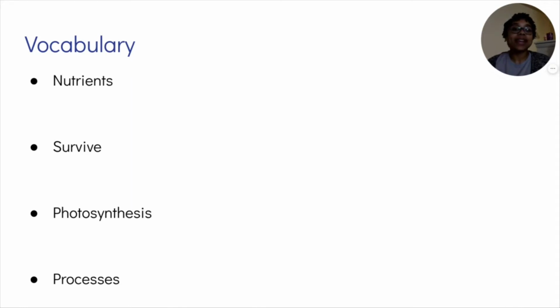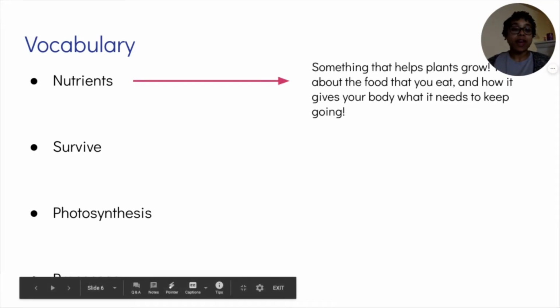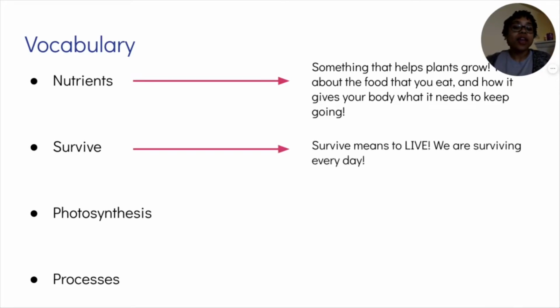First word is nutrients. Nutrients are something that helps plants grow. Think about the food that you eat and how it gives your body what it needs to keep going and growing. So we take in food and it helps us grow. And that gives us nutrients that help us grow. Plants do the same thing. They take in food and get the nutrients from it to help them grow. Alright, our next word is to survive. Survive means to live. We are surviving every day.